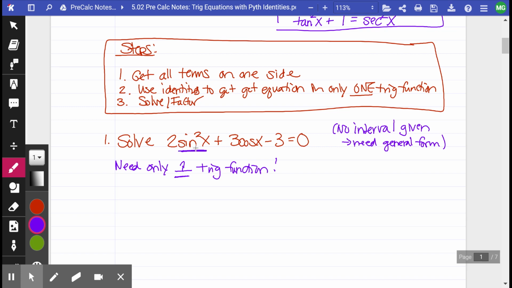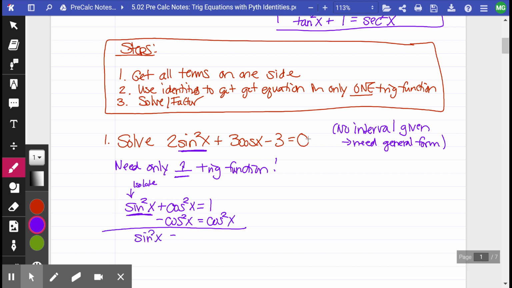So I have 2 times sine squared x. So what we can do is take the Pythagorean identity that has a sine squared in it. So that's sine squared x plus cosine squared x equals 1. And I'm going to solve it for sine squared. So I want to get that by itself. To do that, I'm going to subtract cosine squared x from both sides, leaving me with 1 minus cosine squared x.